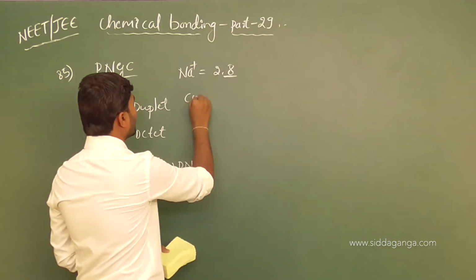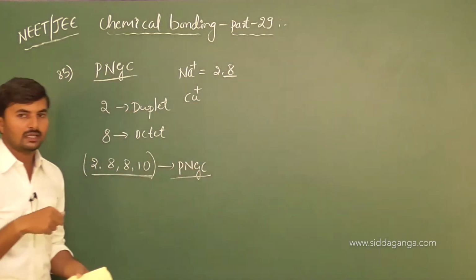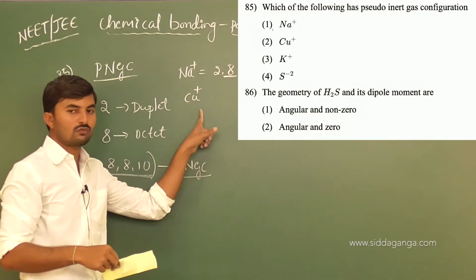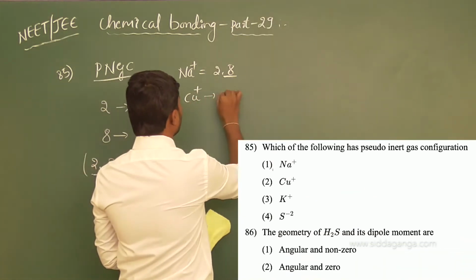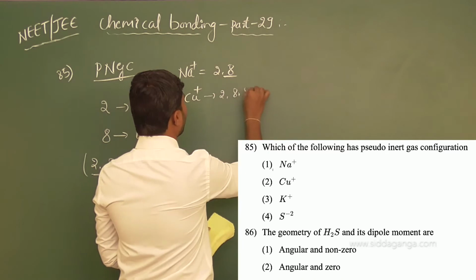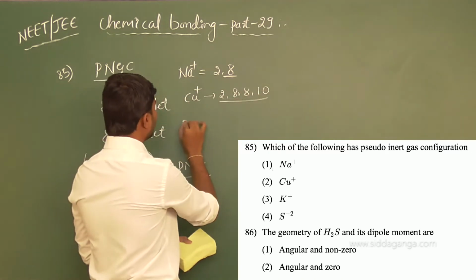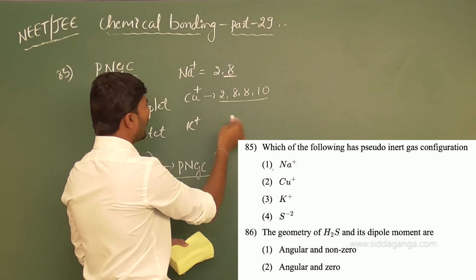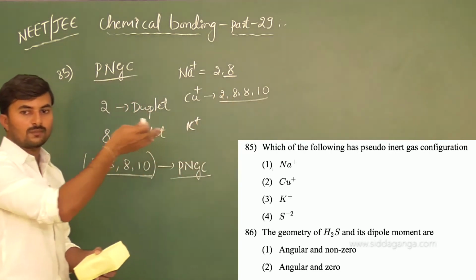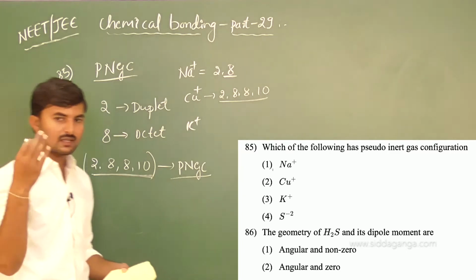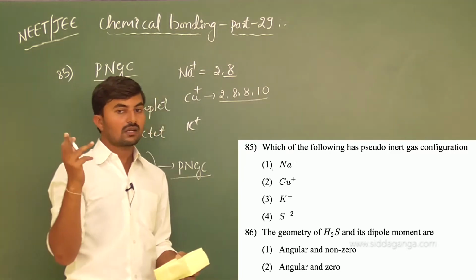Cu plus. Atomic number of Cu is 29, with the loss of 1 electron it becomes 28. That means its configuration is 2, 8, 8, 10. And the third option, that is K plus, it is also having 2, 8, 8 configuration, followed by S minus 2, that is also having 2, 8, 8 configuration.